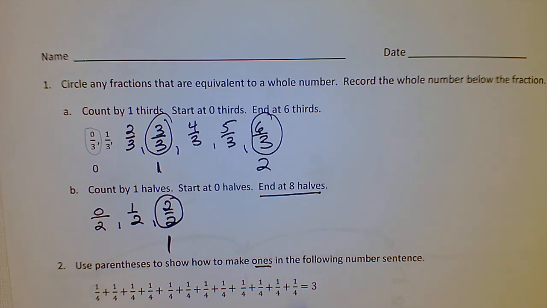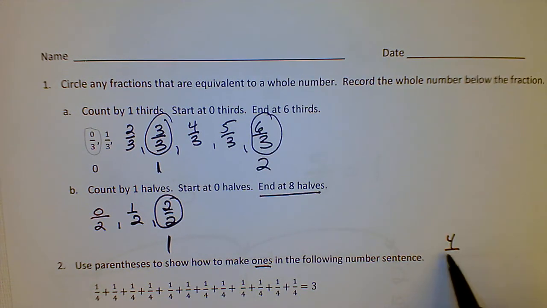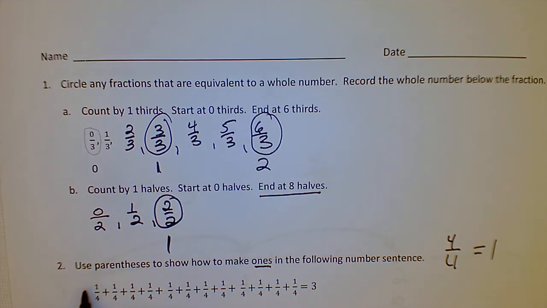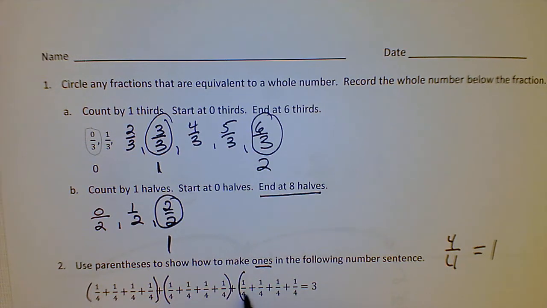Well, since they're fourths, I know that 4/4 is equal to 1 whole. So that's what I'm going to be grouping them as. I'm going to take 4/4, 1, 2, 3, 4. Now I know that that's 1 whole. I'm going to do the same thing here, 1, 2, 3, 4. And I'm going to do it here again, 1, 2, 3, 4. So now you can see I made 1 whole, another whole, and a third whole. So 1, 2, 3. And that's how they got that 3 there.